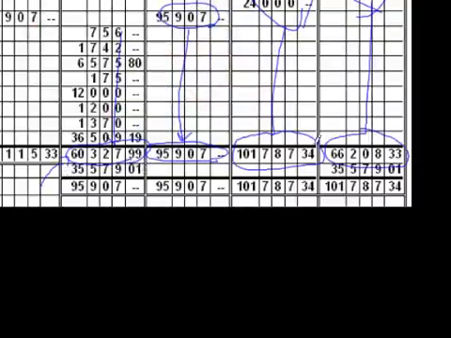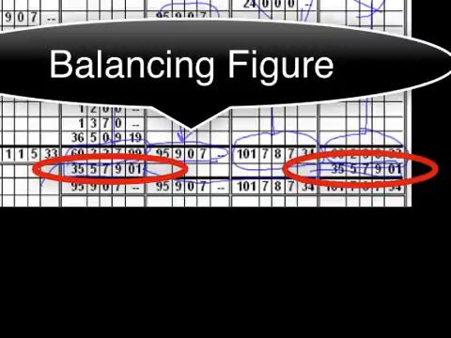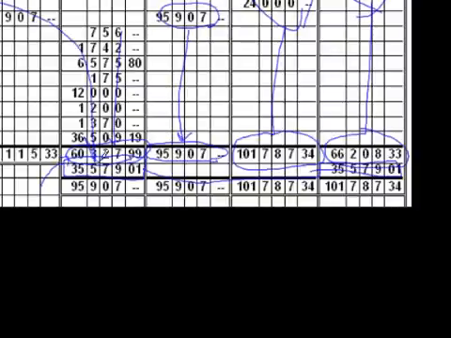Once you do that for both your balance sheet and your income statement, here, again, you're going to subtract this 66,000 from this 101,000, and you're going to put the answer on the smaller side. Notice that these two numbers equal each other. This is called a balancing figure. And if your balancing figures equal each other, your worksheet balances. If it doesn't, you've done something wrong.